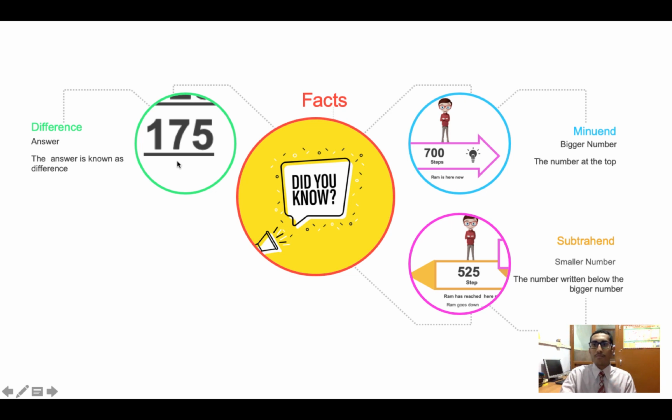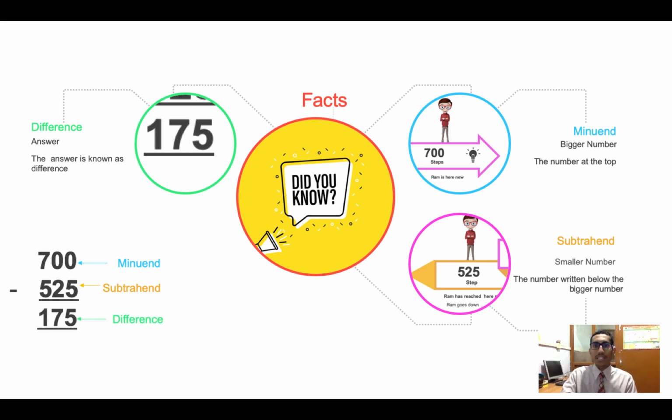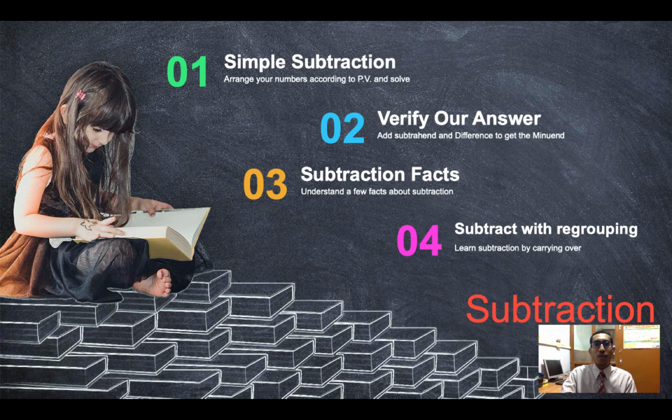Okay, and when I write all these three together, I will show you an example from the previous problem. We had solved the previous problem like this, and the 700 becomes my minuend, the next one becomes my subtrahend, and the last one, which is my answer, is known as the difference. Okay, now keeping this in mind, we are going to move forward to the next topic, which is about verifying our answers. Now we are going to verify our answers.